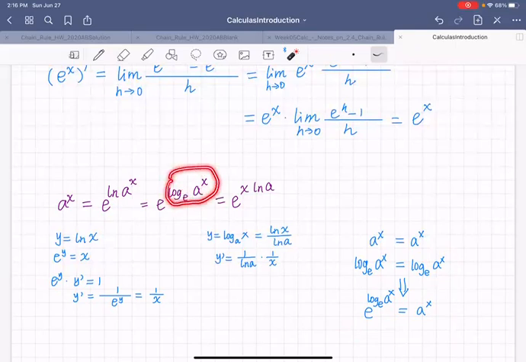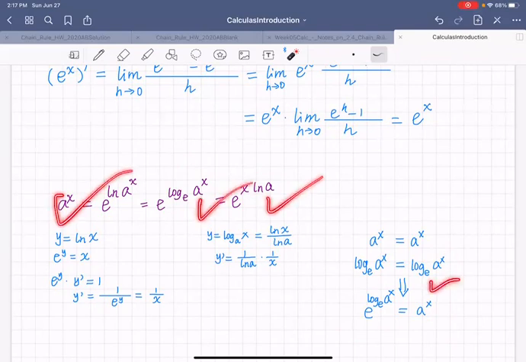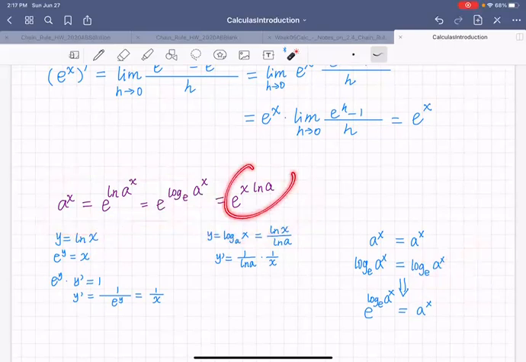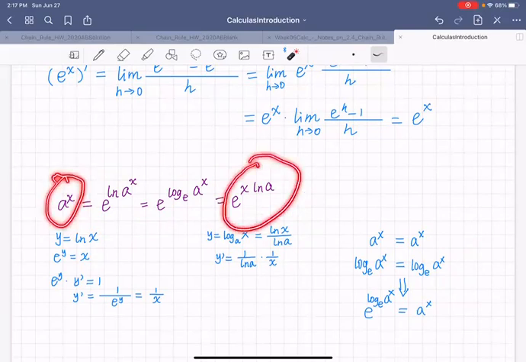For this, we can use another log rule, the log properties. You can put the x in front. So this becomes e to the power x times ln a. If you feel this part is really hard and you really don't understand, you have to go back to your algebra 2 or pre-calc, the logarithm part. This is a calculus class. I'm not able to spend the whole class teaching logarithms and exponentials again. You have to catch up on that by yourself. A to the power x equals this.